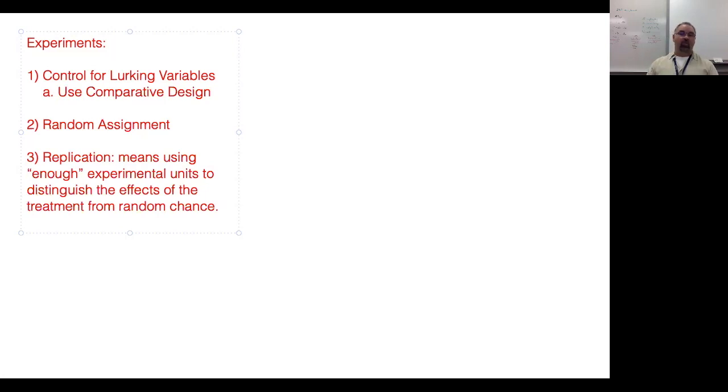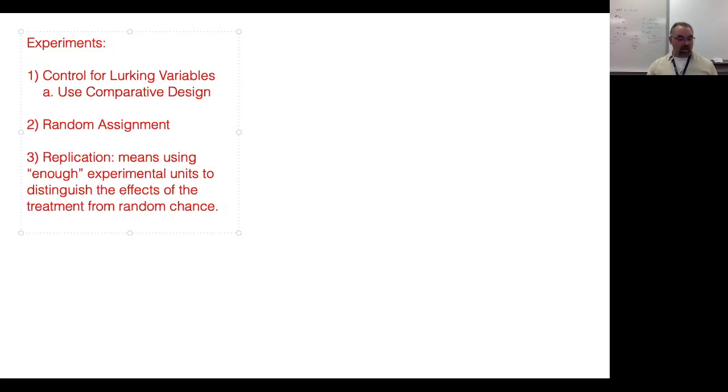And so when we talk about a quality experiment, we're going to be looking for those 3 things: comparative design, random assignment, and replication. When we do our studies later in the year, we'll have a better definition of what we mean by enough experimental units to distinguish between the effects of treatment and random chance. But whichever design you're doing, those are the 3 things that need to be there.